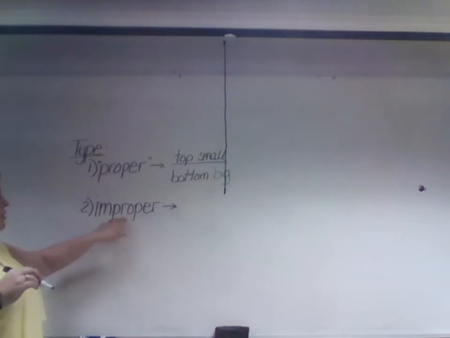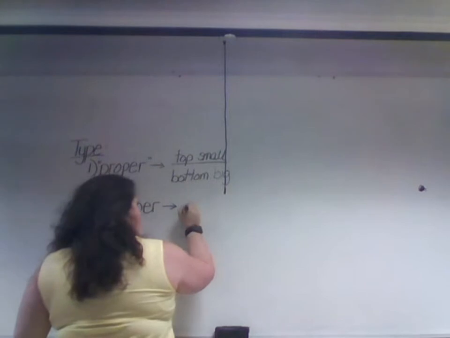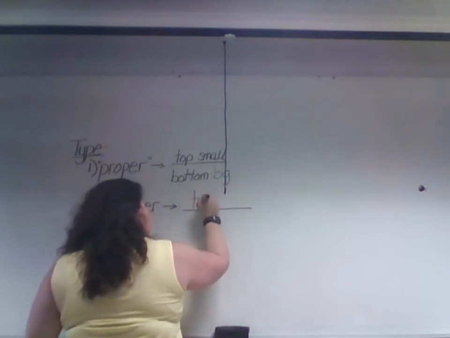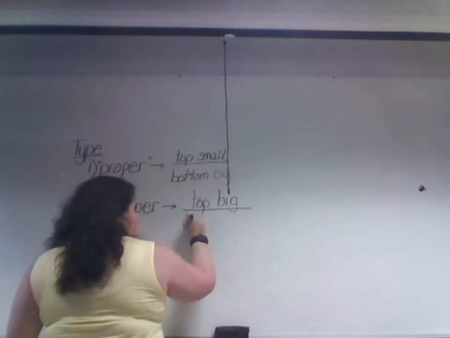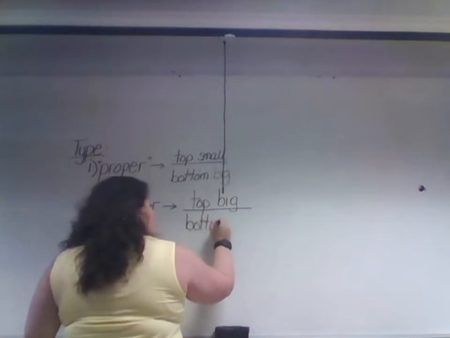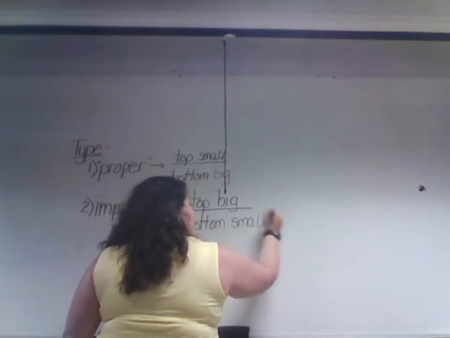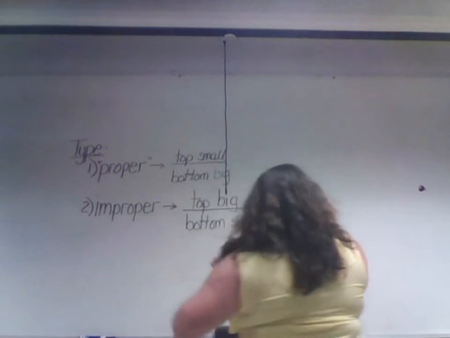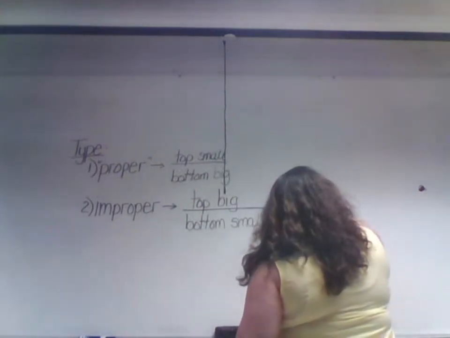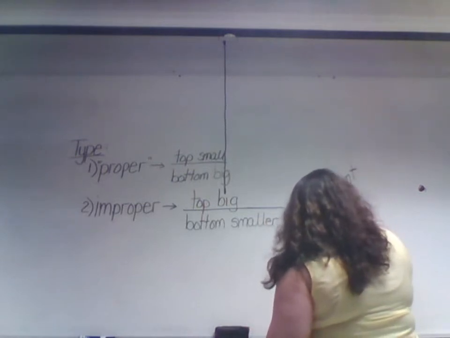So improper, this word, it means the opposite of proper. So it's going to be the same thing with our fraction. When we have an improper fraction, we end up with the top, or the numerator, being the bigger number, and the bottom being smaller. We don't want that to happen. In future videos, we're going to talk about what happens if we end up with an improper fraction. So we cannot leave it this way. So we don't want this. This will never be our answer to a problem.